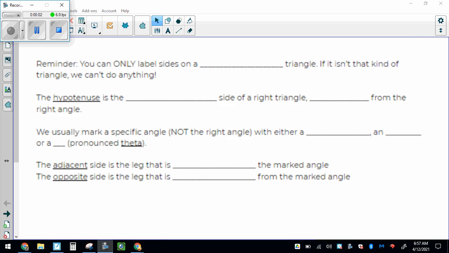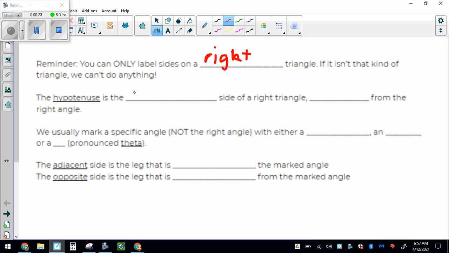All right, here we have Task number 1 notes to follow along in your packet. As a reminder, you can only label sides on a right triangle, so it has to have that right angle in it. Anything else we cannot do anything with right now. The hypotenuse, we did this last week, is the longest side of a right triangle, and we know that it's the hypotenuse because it's across from the right angle.